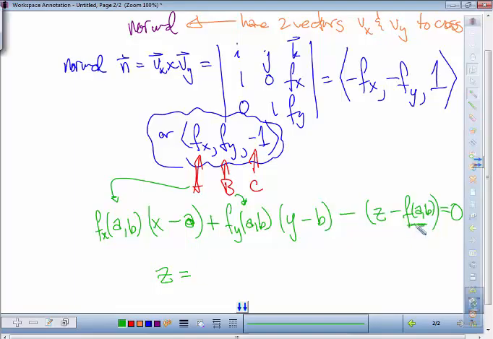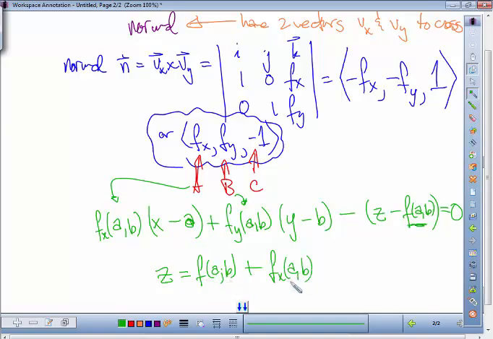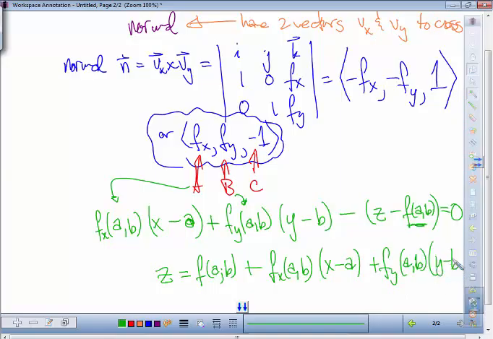So I'm going to rewrite this first one, though, with the constant by itself. So that's f of a, b. And then the z is taken care of, and so I just rewrite the rest of them. f sub x of a, b. Remember that f of a, b, f sub x of a, b, and f sub y of a, b are just numbers. So either one of these equations would work for us.